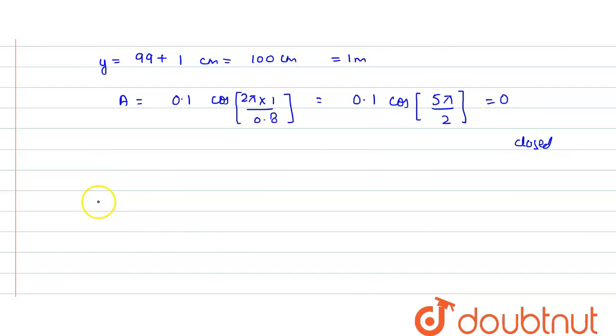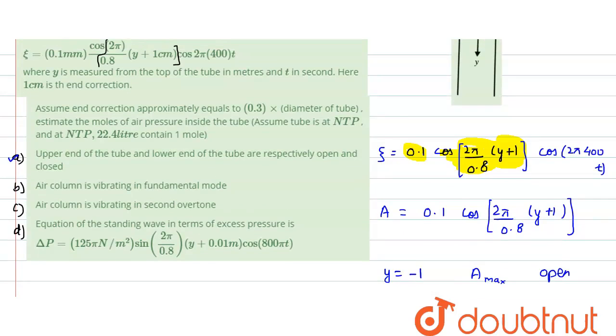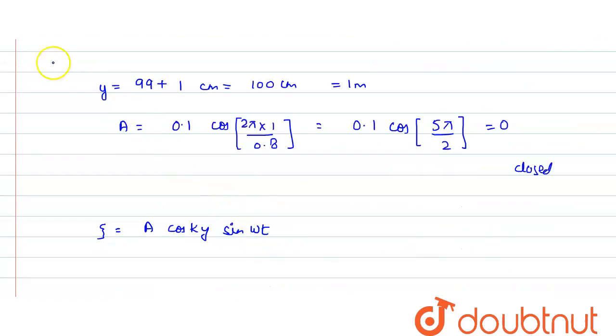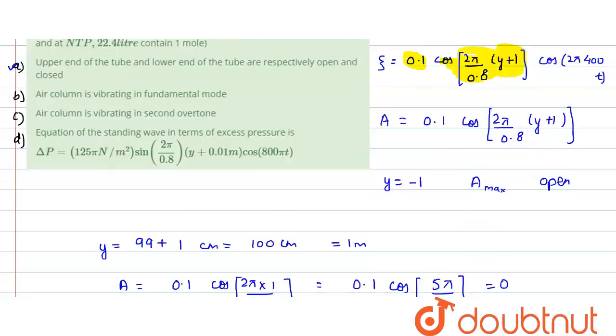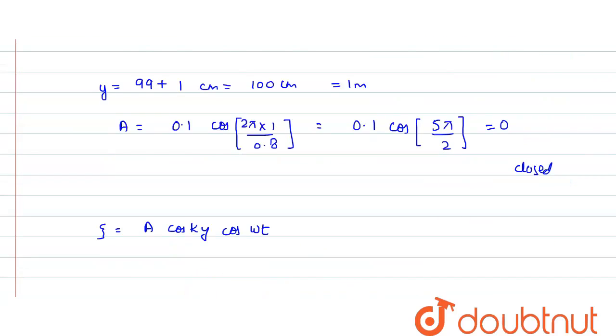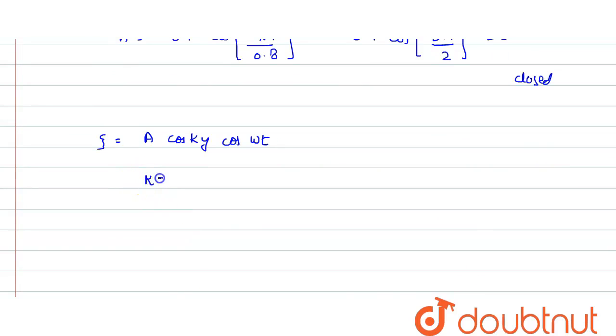So if we compare our general equation, displacement is equal to A cos ky sine omega t, with this equation written in terms of cos, what is the value of k? The k value would be equal to 2 pi by 0.8.